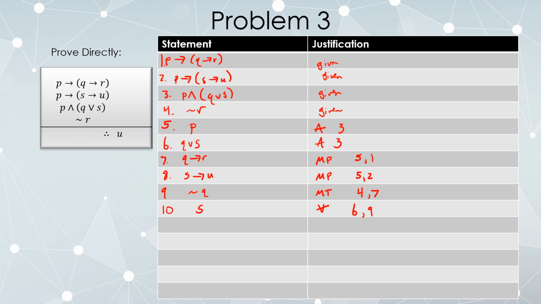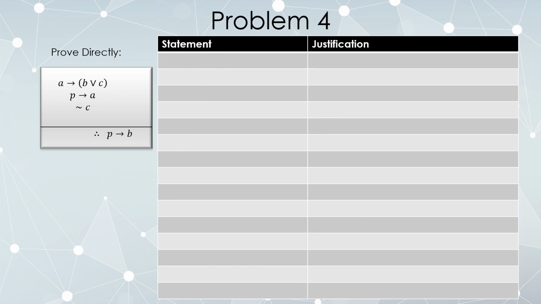We have never referred to line 8, but with S and S implies U, that's a quick modus ponens between lines 8 and 10 to get out U. And that was what we were supposed to construct. We now have the desired conclusion U as a legitimate statement. We never actually had to make any assumptions at all.